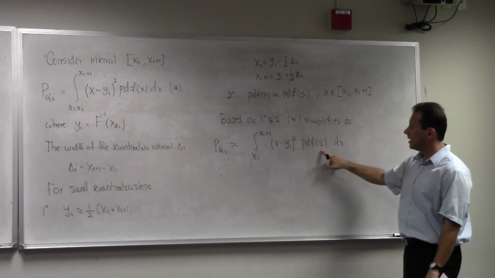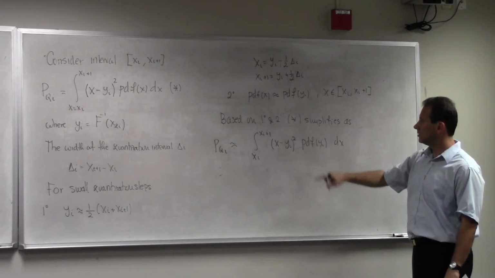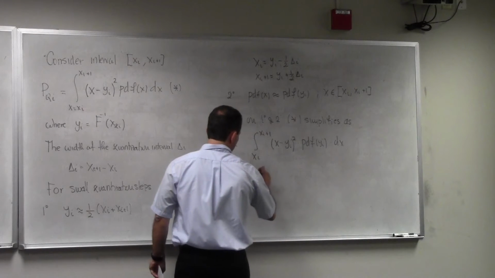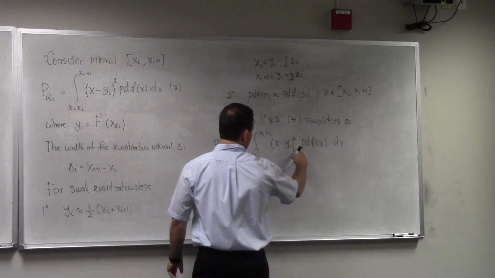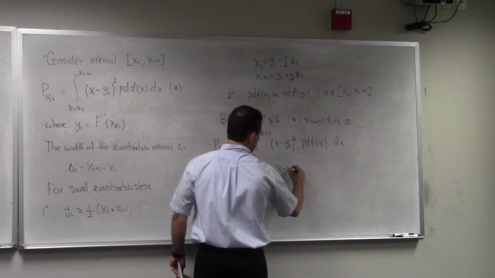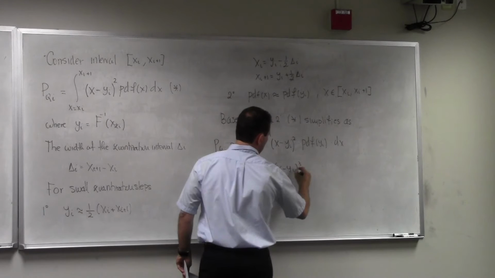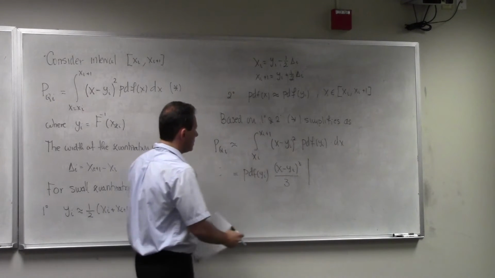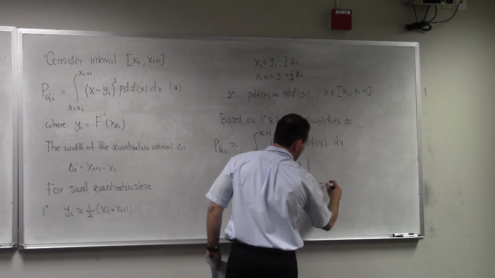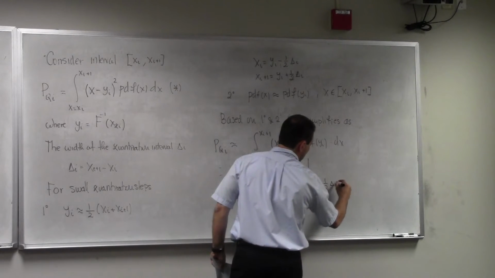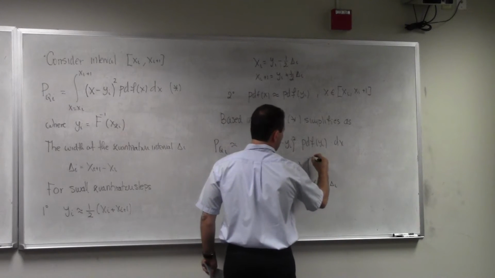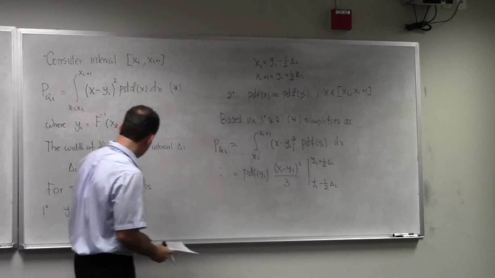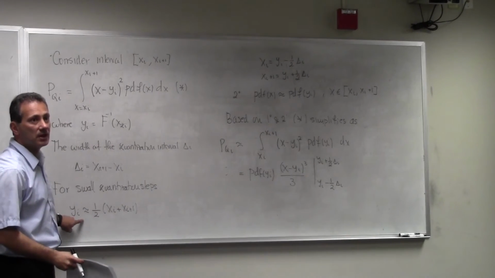Now this PDF of yi is a constant, so it can go outside of the integral, and this becomes equal to the PDF of yi times x minus yi, cubed, over 3, evaluated at xi equal to yi minus 1/2 delta i, and xi plus 1 equal to yi plus 1/2 delta i, as a consequence of our first assumption here, right?